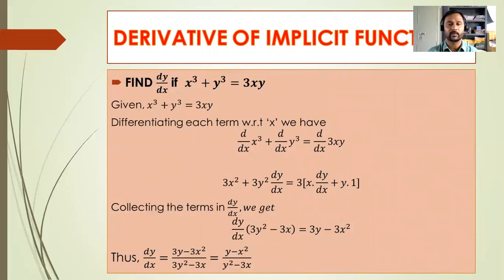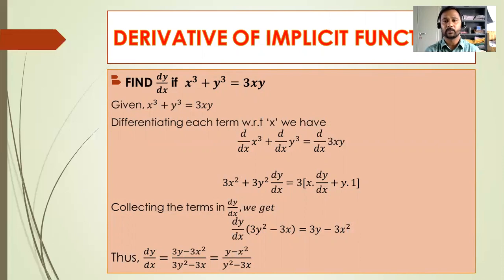Find dy by dx if x cube plus y cube is equal to 3xy. Given x cube plus y cube equal to 3xy, what we have to do is differentiate term by term, each term. So differentiating each term with respect to x, we have d by dx of x cube plus d by dx of y cube is equal to d by dx of 3xy. What is d by dx of x cube? No doubt it is 3x square plus d by dx of y cube, right? Here it is y. Take care, it is 3y square into dy by dx because y comes there.